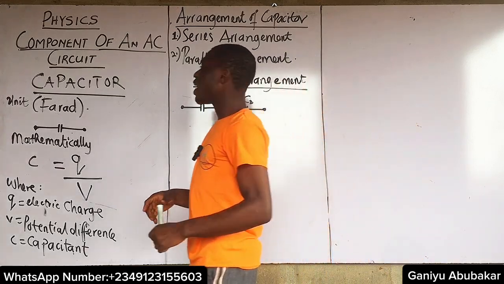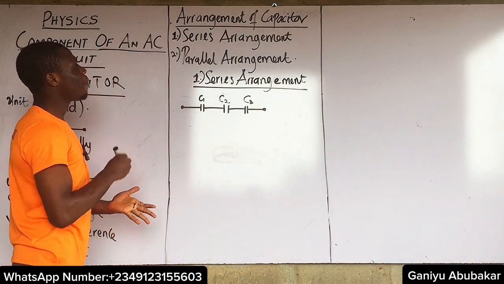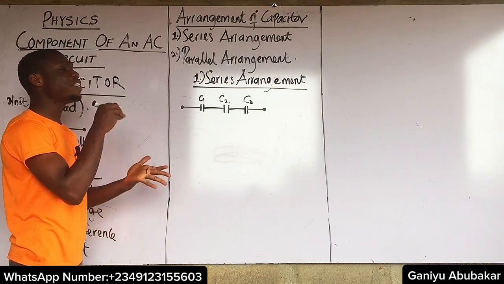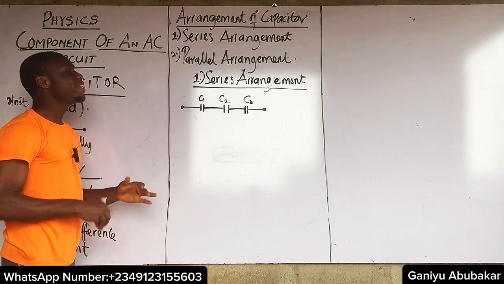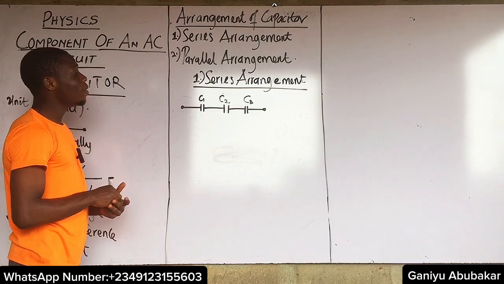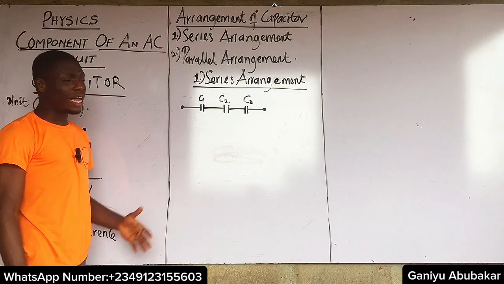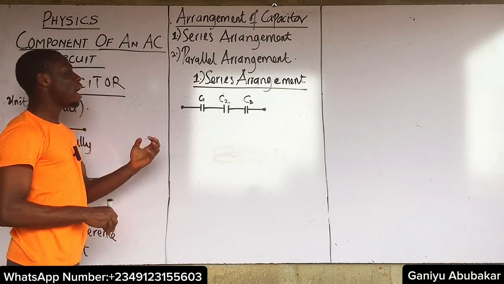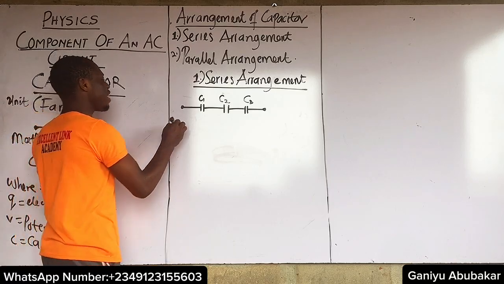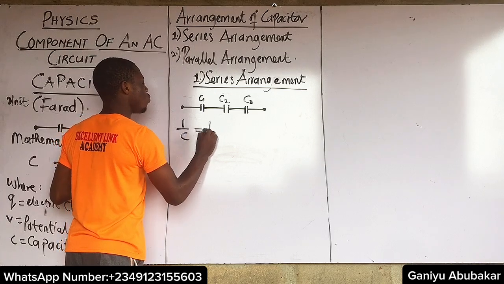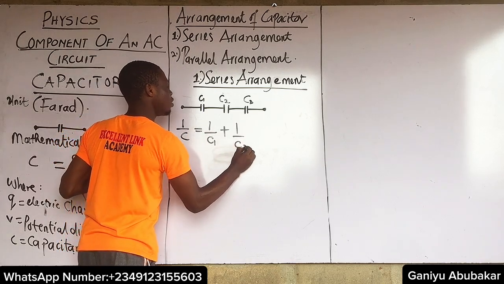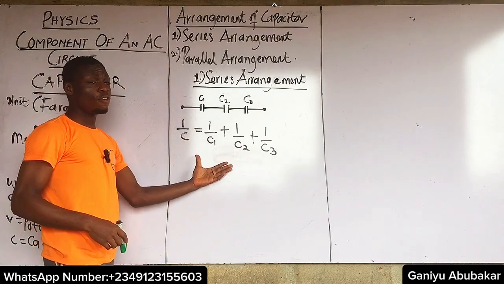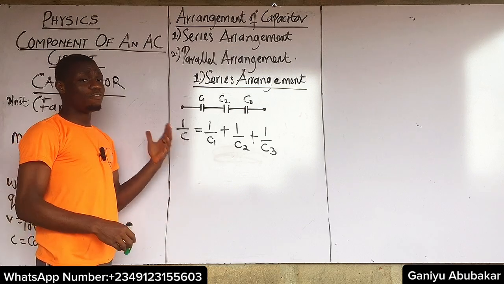At this point, note that for a series arrangement of capacitor, the equivalent capacitance is given as 1 over C equals 1 over C1 plus 1 over C2 plus 1 over C3. So this becomes the mathematical expression for calculating the series arrangement of capacitance.